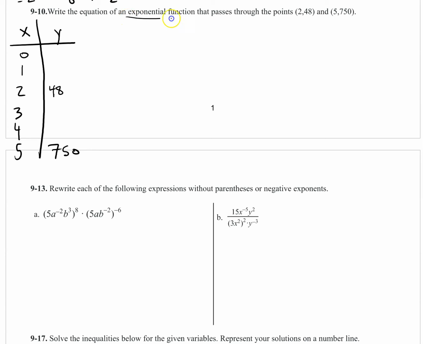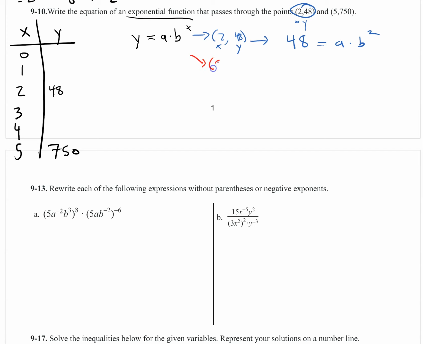Alright, now because it says exponential, we have to use the equation y equals a times b to the power x. Taking our first point, we need to plug it in to make one equation. So x is 2, y is 48. If we plug this point into that equation, we get 48 equals a times b raised to the power 2. We don't know what a and b are, but we know what x is.